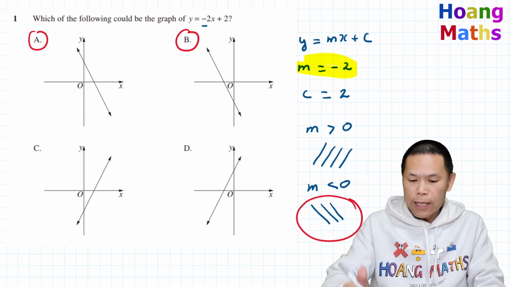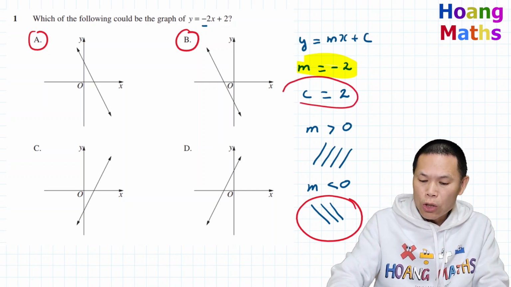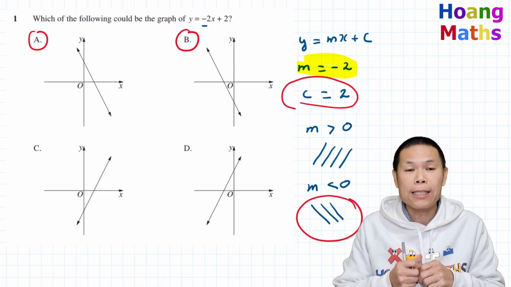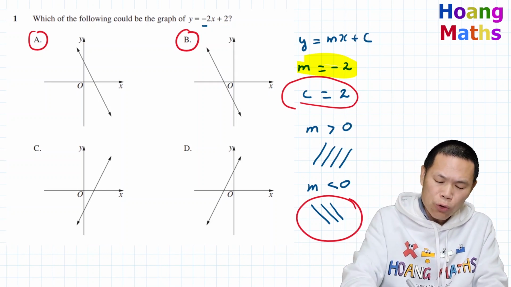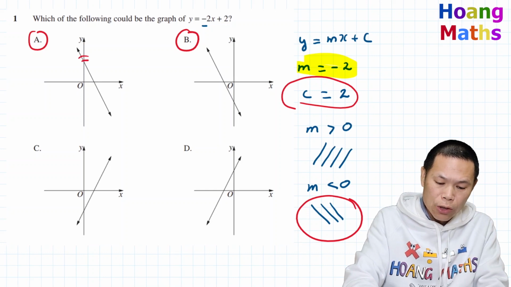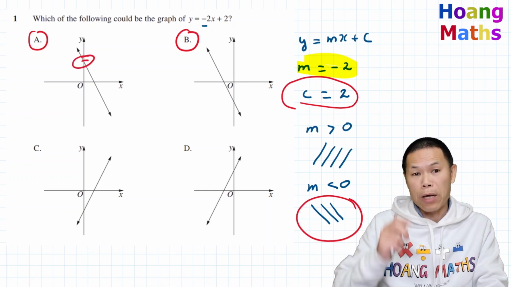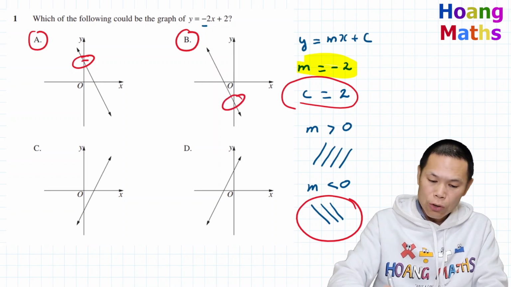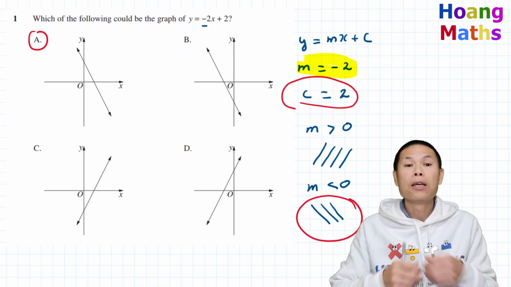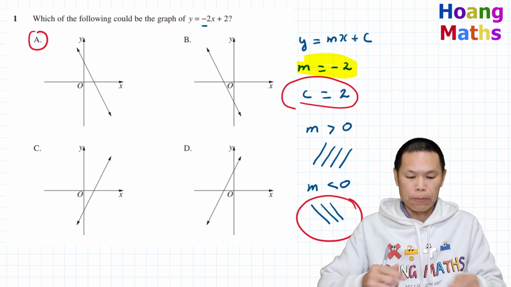So the y-intercept is equal to 2. So this means that it cuts the y-axis at 2. So therefore, the y-intercept is positive 2. So therefore, it's here. So this is the y-intercept at 2. Okay, positive. Where this one is negative. So therefore, the answer should be A. Okay, keep that in mind.